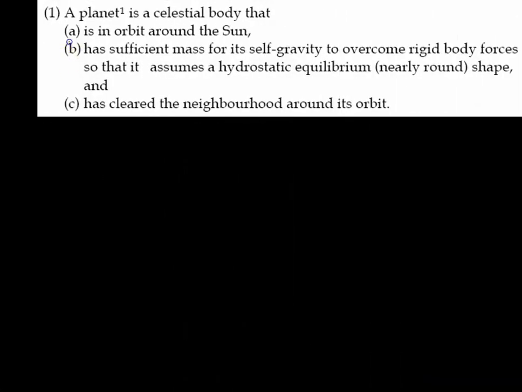Letter B tends to be a bit of a mouthful. Has sufficient mass for its self-gravity to overcome rigid body forces, so it assumes a hydrostatic equilibrium, nearly round shape. The more mass that celestial bodies have, the more they tend to be spherical in shape. Now remember, not anything in the celestial body realm of planets, moons, is perfectly spherical. Our Earth is an oblate spheroid.